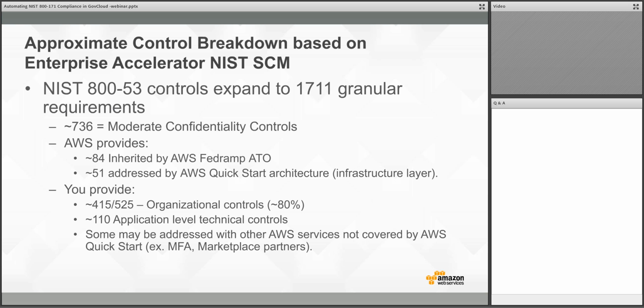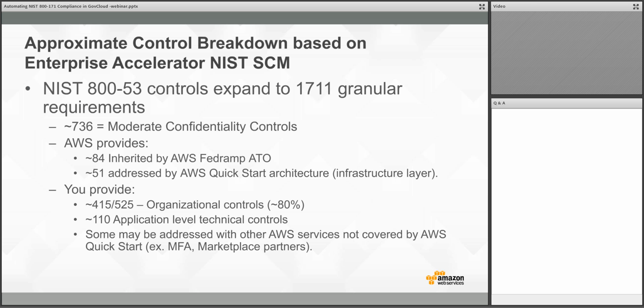And based on that, you can sort by this yourself. Around 736 of those controls are the moderate confidentiality controls. Now, out of those 736 controls, which ones can you get from AWS and which ones do you kind of need to do? Well, AWS can provide you obviously around 84 controls from our FedRAMP ATO packages, and these are all rough numbers depending on how you look at it. And then you can get another 50 controls from this QuickStart architecture.